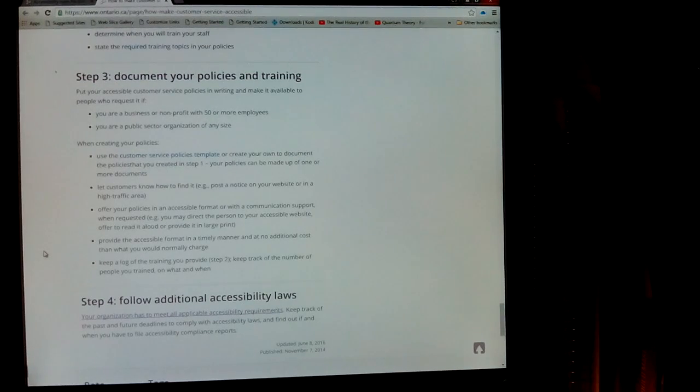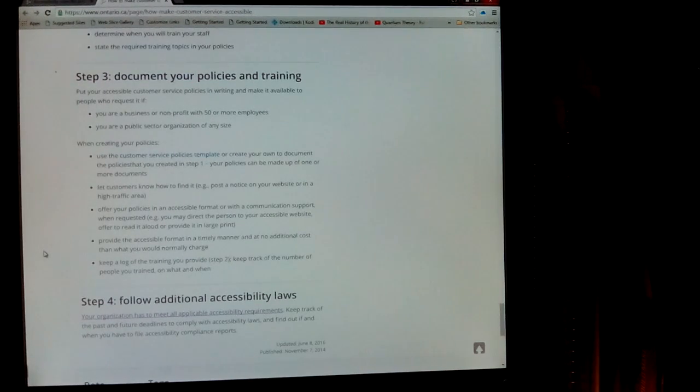Let customers know how to find it. For example, post a notice on your website or in a high traffic area. Offer your policies in an accessible format or with communication support when requested. For example, you may direct the person to your accessible website, offer to read it aloud, or provide it in large print. Provide the accessible format in a timely manner at no additional cost than what you would normally charge.